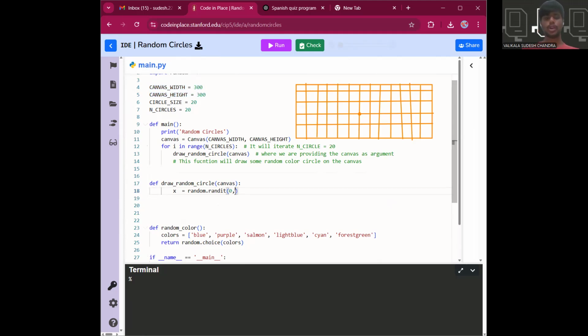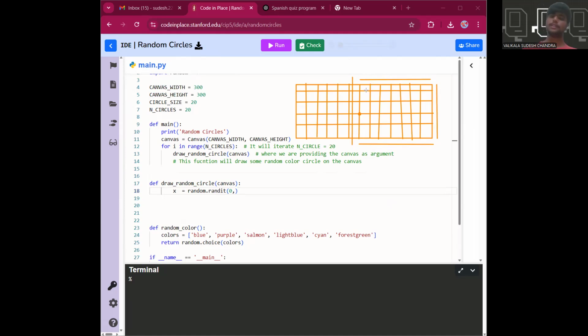But there is a small dilemma over here. If I consider the entire, okay, let us suppose this is the canvas width, and this is the canvas height. Consider this from here to here, it is the width. From here to here, it is the height. From here to here, consider it the same.